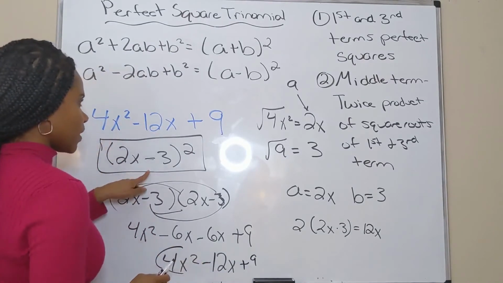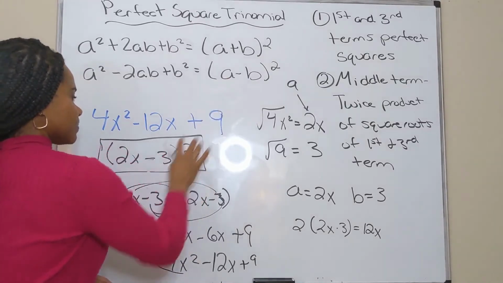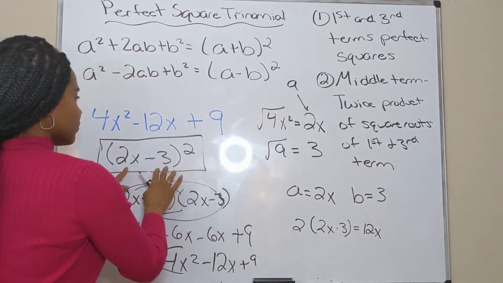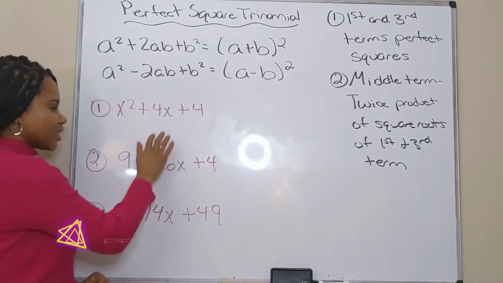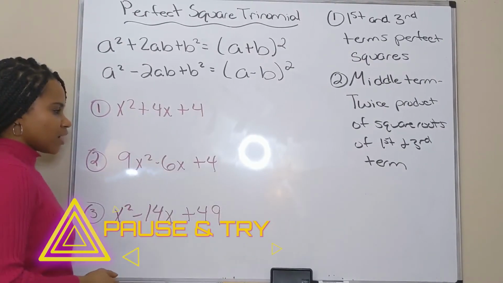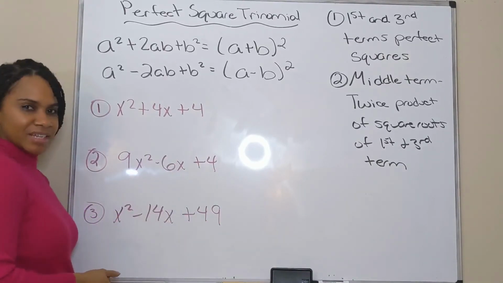And so if you can identify if it is a perfect square trinomial, you will simply plug your a and b into the formula, and there you have it. All right, so I have 3 problems here that I would like for you to try. Why don't you go ahead and pause the video and see if you can factor these 3 expressions here.